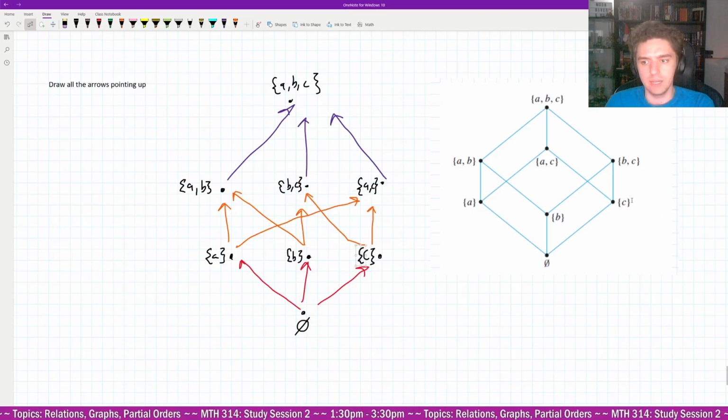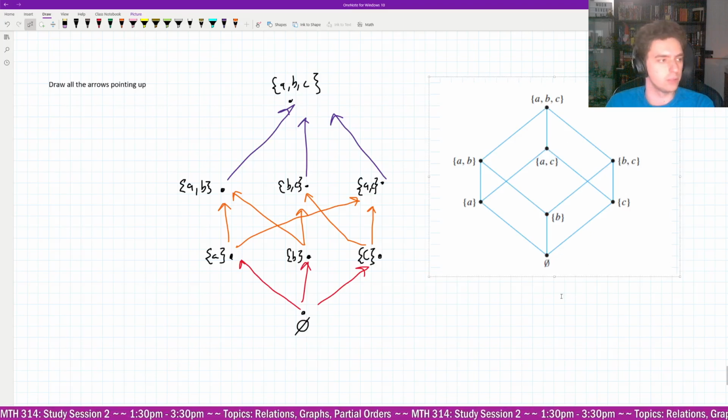That's true, right? From B, we go to AB and then BC, right? And then from A, we go to AC and AB. Then from AB, we go to ABC. Well, that's fine. I don't have to go down. Let's just check what's going up, right? So from AC, we go up. From BC, we go up there. So it's all right. Yes.